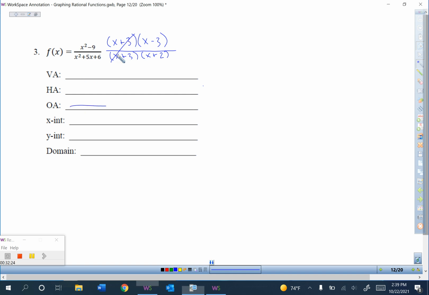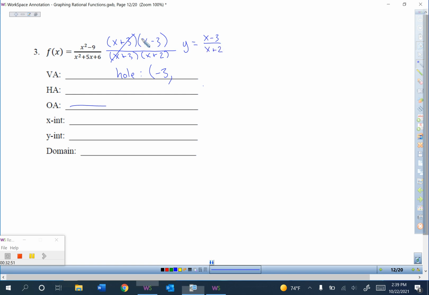So what I want you to do when stuff cancels is remember there's a hole. Go ahead and put it with the vertical asymptote on that same line for me. And the hole is at the x value that makes that 0, so that would be a negative 3. The y value comes from this part of it. Once that stuff's canceled out, we'll just rewrite it. So y equals x minus 3 over x plus 2.